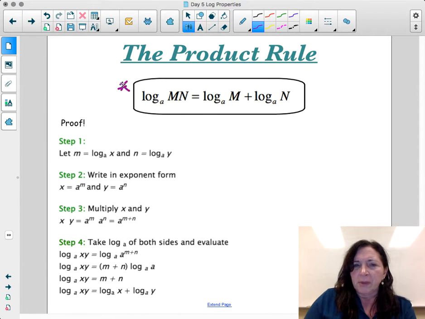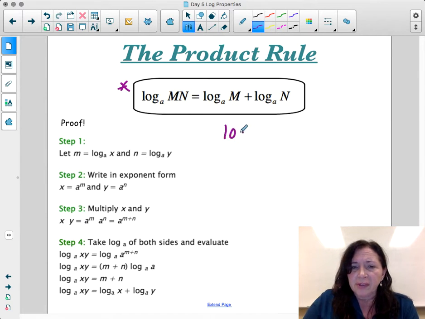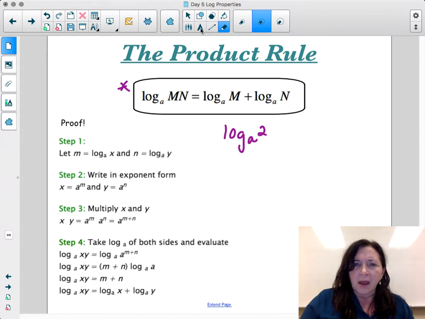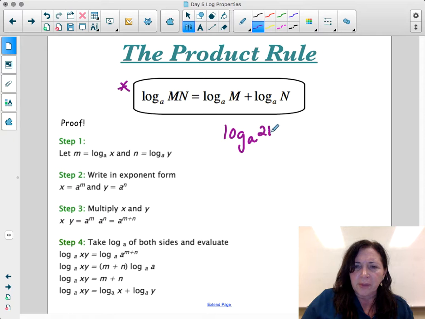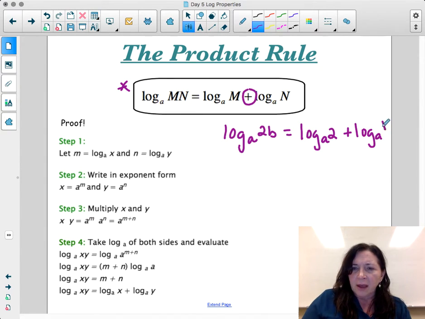So this is actually pretty important. You can use this a lot of different ways. And what they're saying is this. Log base A, and that A meaning any base, of, let's say, 2B. So if I say log base A of 2B, that's the same thing as breaking up this multiplication, and multiplication means add. So that's going to be log base A of 2 plus log base A of B.